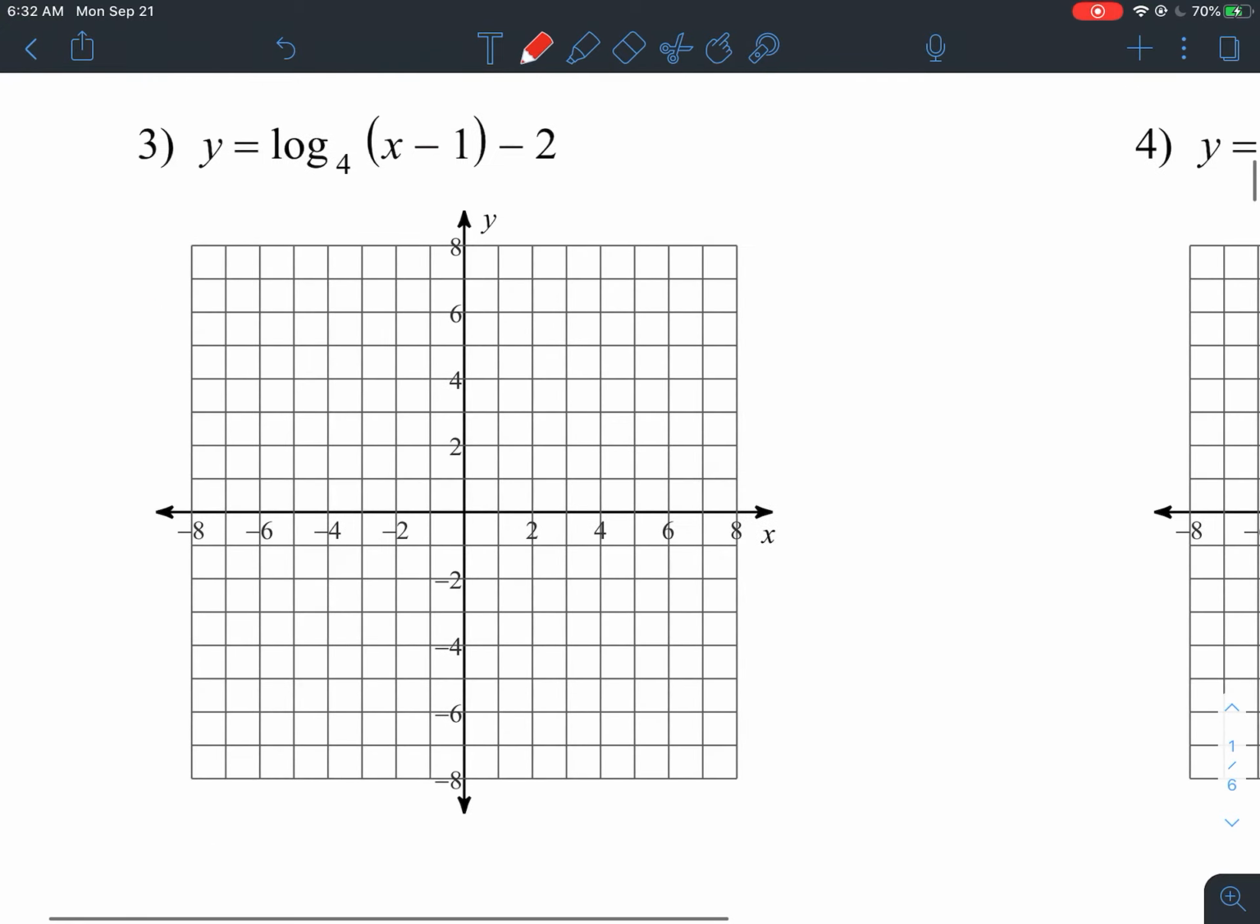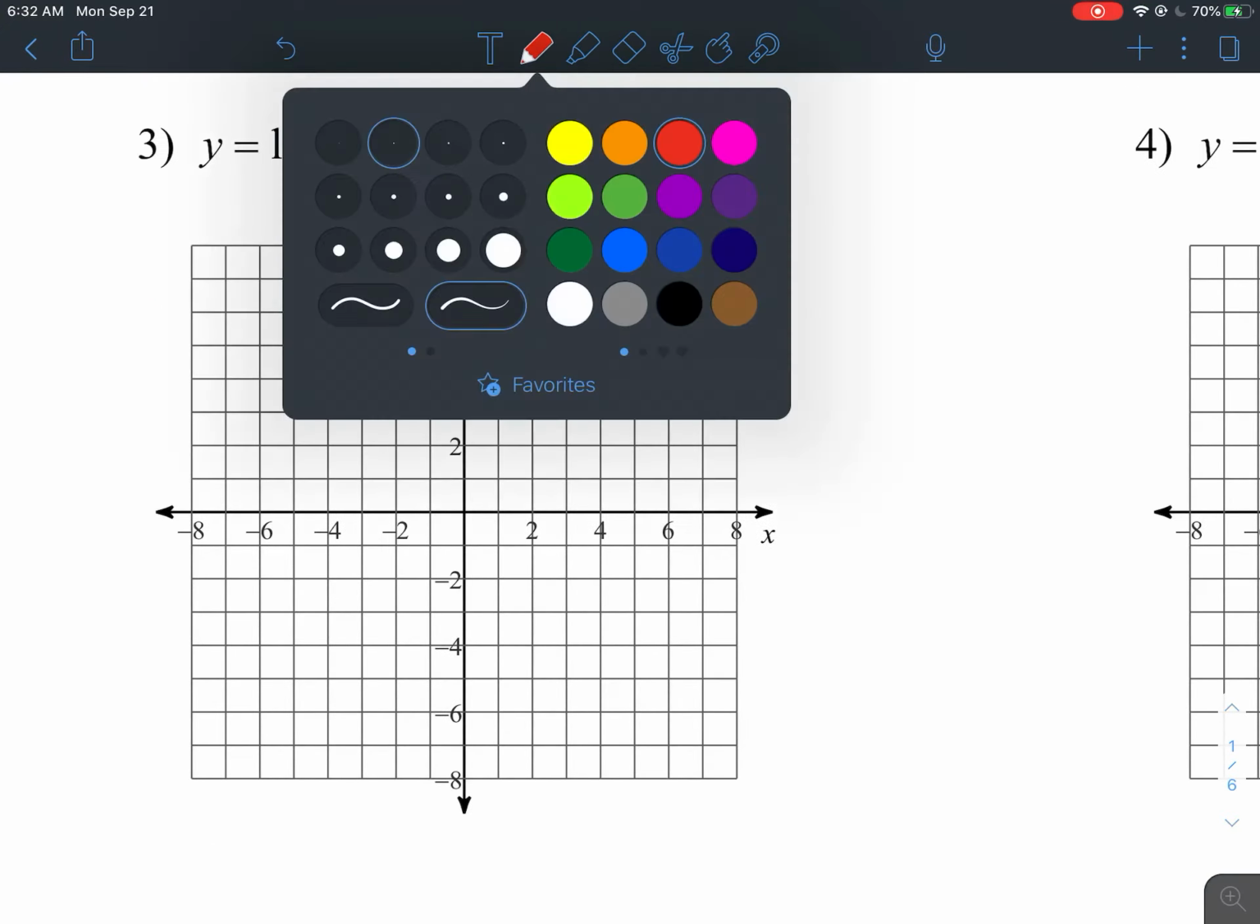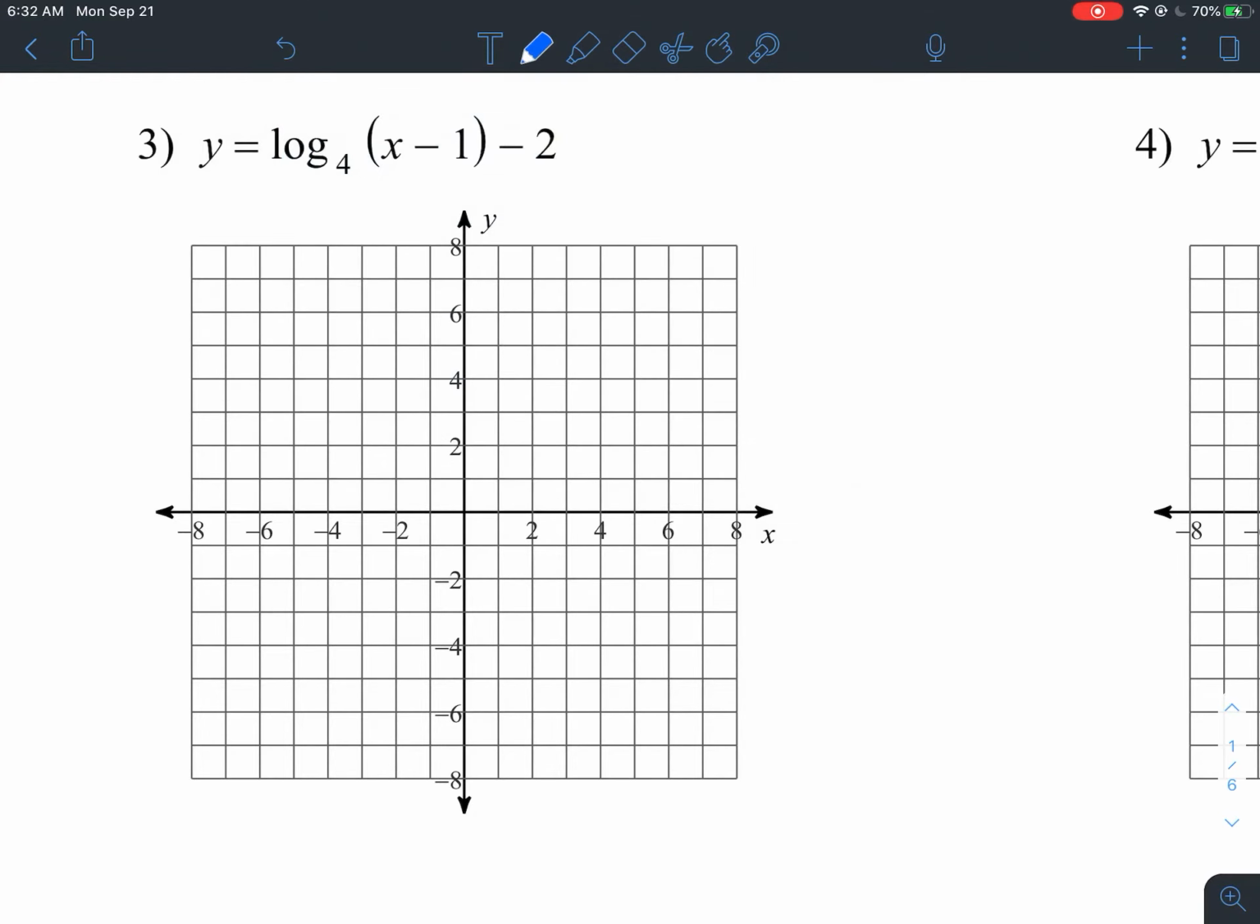So let's go ahead. I'm going to do number 3. I wanted to change it up because number 3 has a different base. Okay. So again, we're going to plot our 3 important things. We're going to plot our asymptote of our parent function, which we know is going to be at x equals 0. And we know that every logarithmic function before it gets shifted goes through 1, 0.